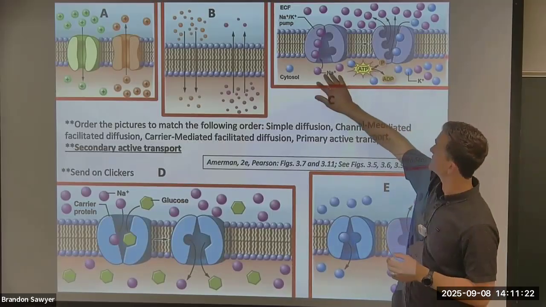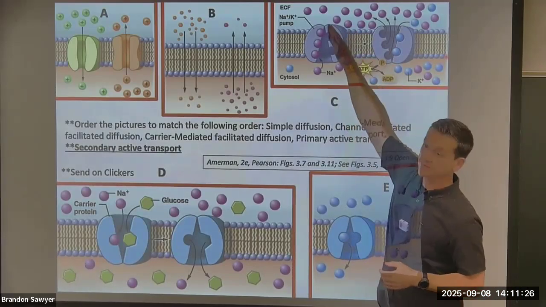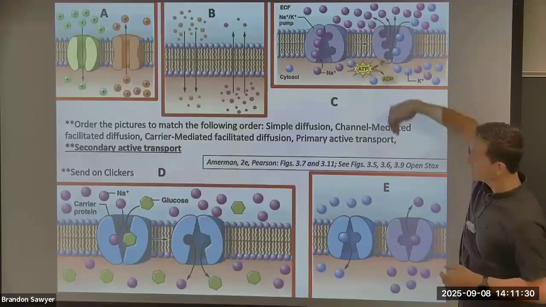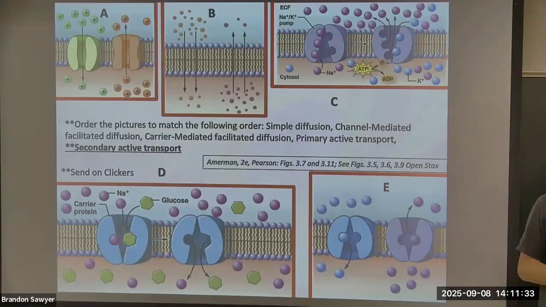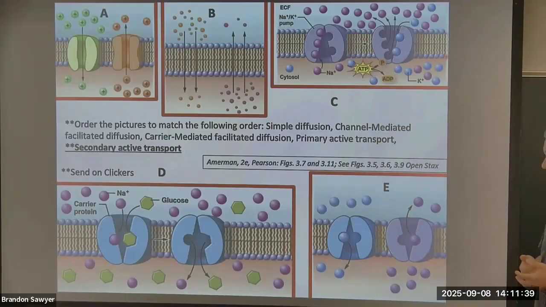The purple ones, the sodiums, there's not much sodium over here, there's already a lot over there, but we're pushing it that way. With potassium, there's not much over here, there's a lot in there, but we're pushing it that way. So both of those are going against their gradient. That's the key, and the fact that you see ATP there is the other key. That's primary active transport.